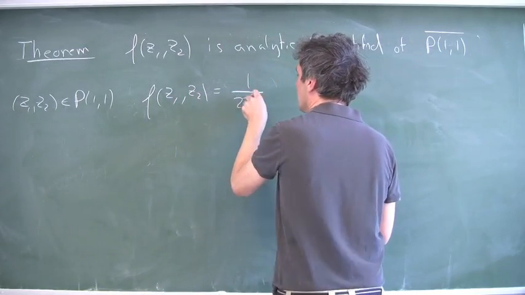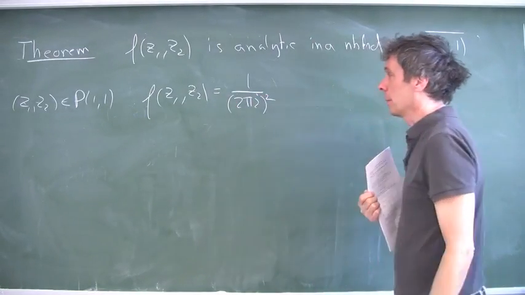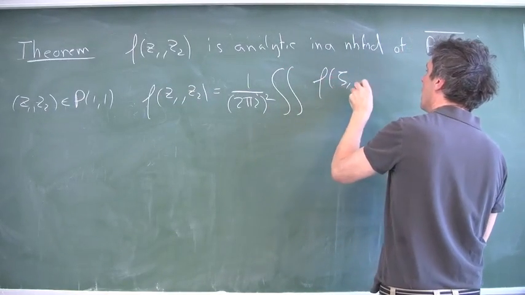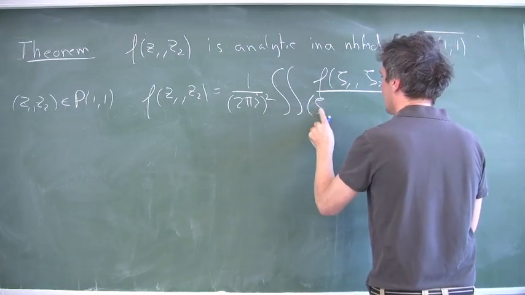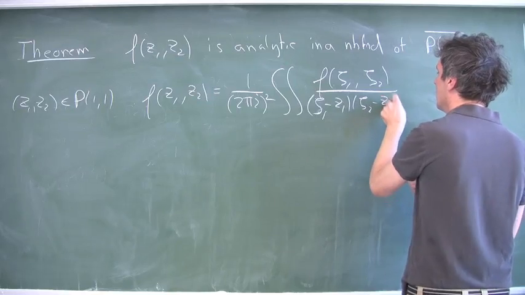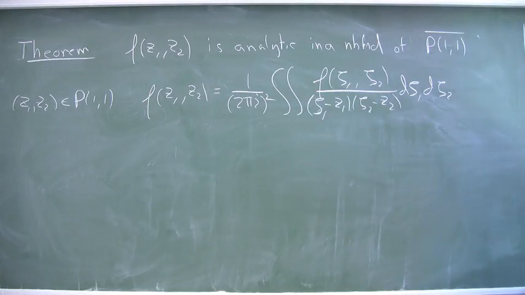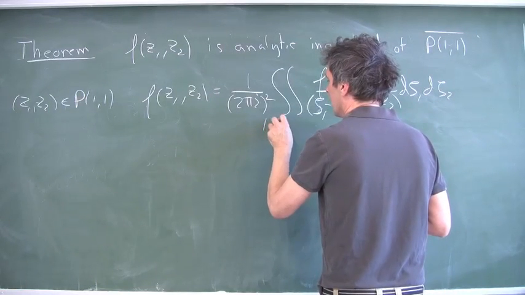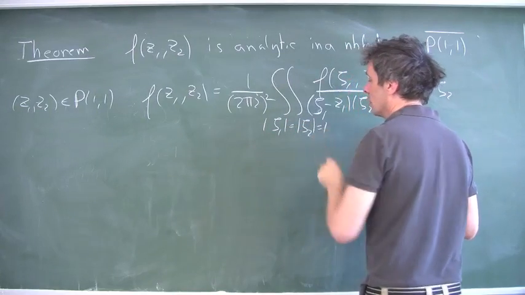We have this factor 1 over 2 pi I, which we are very used to, but in this case it will be squared. And then we have an integral of f of zeta 1, zeta 2, divided by zeta 1 minus z1 times zeta 2 minus z2, and then integrated with respect to these zeta variables. And what you integrate over here is the set where absolute value of zeta 1 is equal to absolute value of zeta 2 is equal to 1.